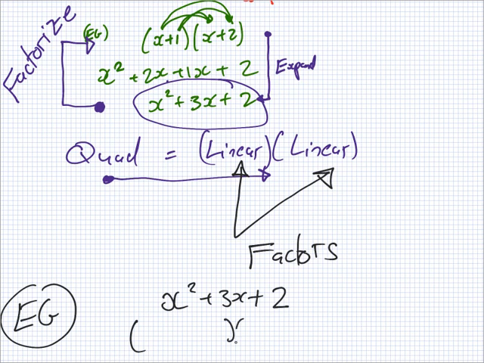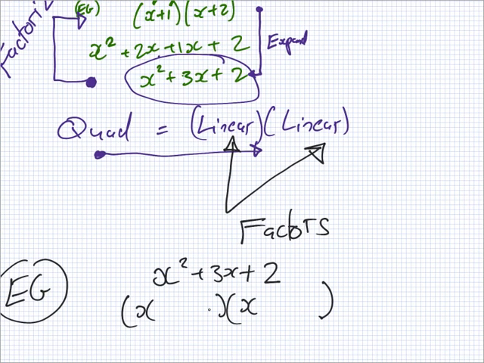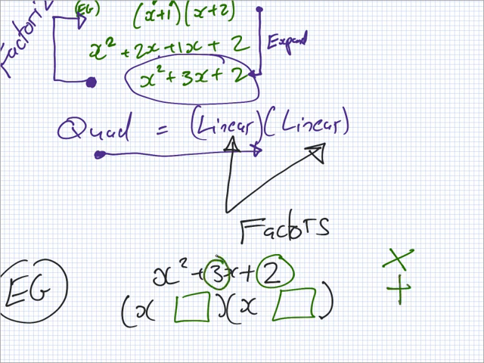We know the answer has 2 factors, and we know that this must be an x and this must be an x. What we need to think about is this: I need to think of two numbers that multiply to make 2 and add to make 3. Well, it can only be plus 1 and plus 2. 1 multiplied by 2 makes 2, and 1 added to 2 makes 3.